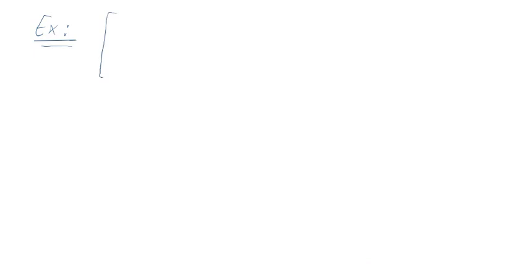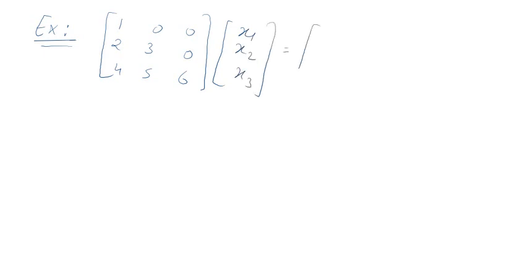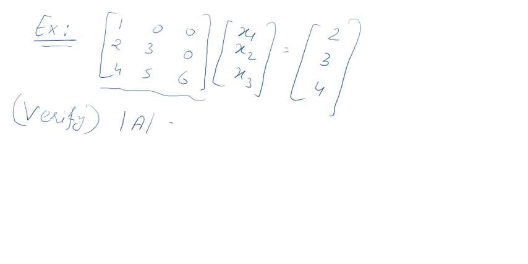I have this equation with the matrix 1 0 0, 2 3 0, 4 5 6, and the unknown vector x1, x2, x3, equals 2, 3 and 4. You can see that the coefficient matrix A is non-singular. You can verify that, it's very easy to verify. The determinant of A is non-zero.